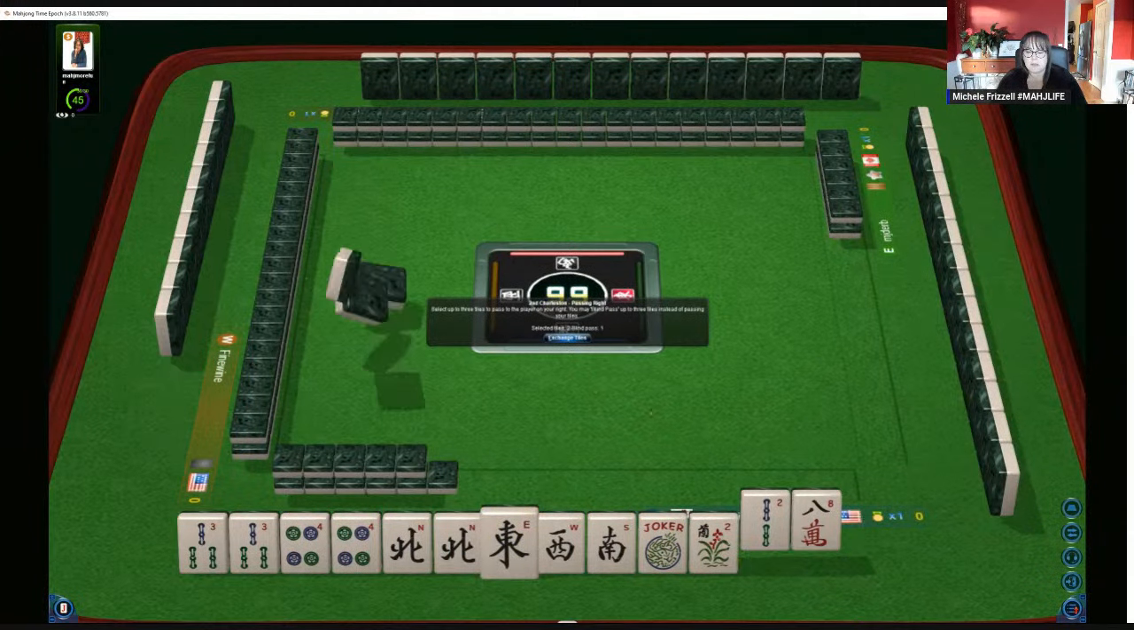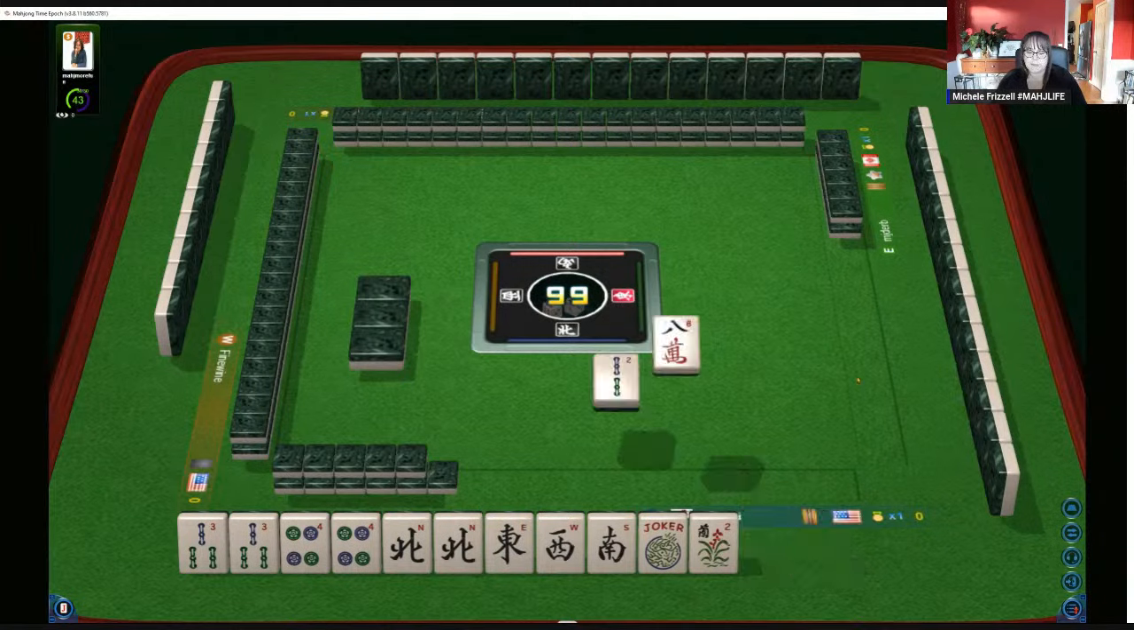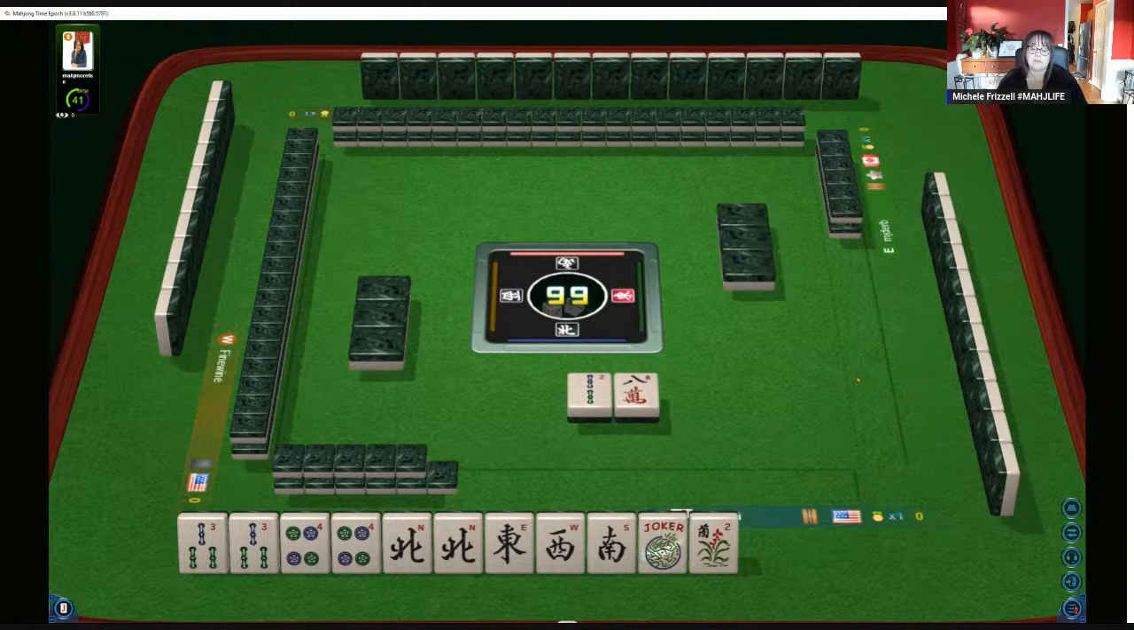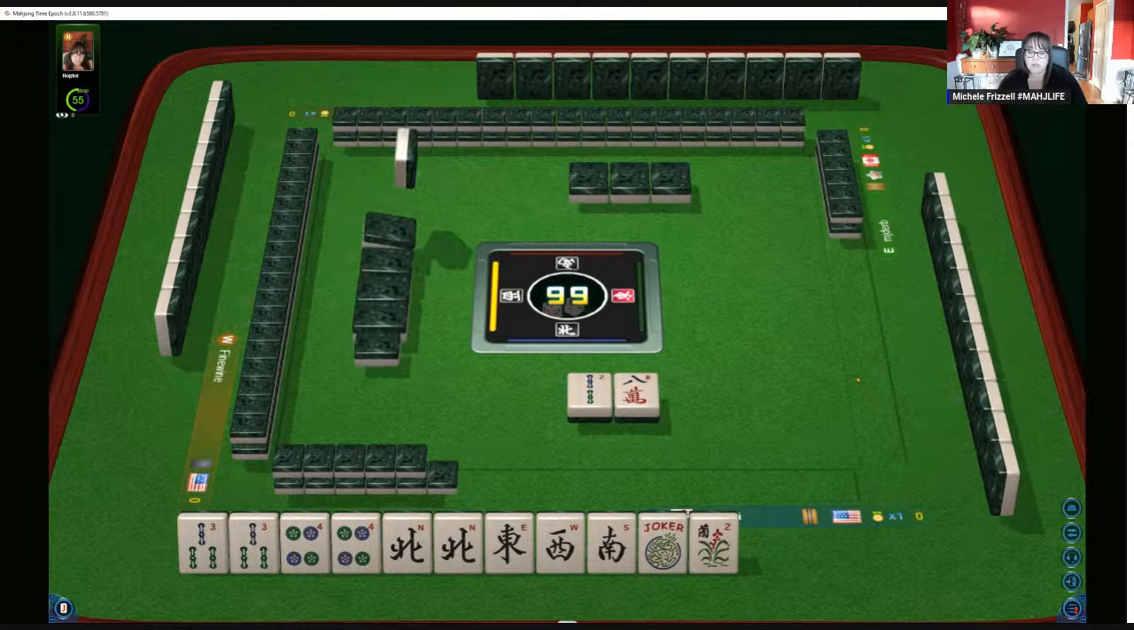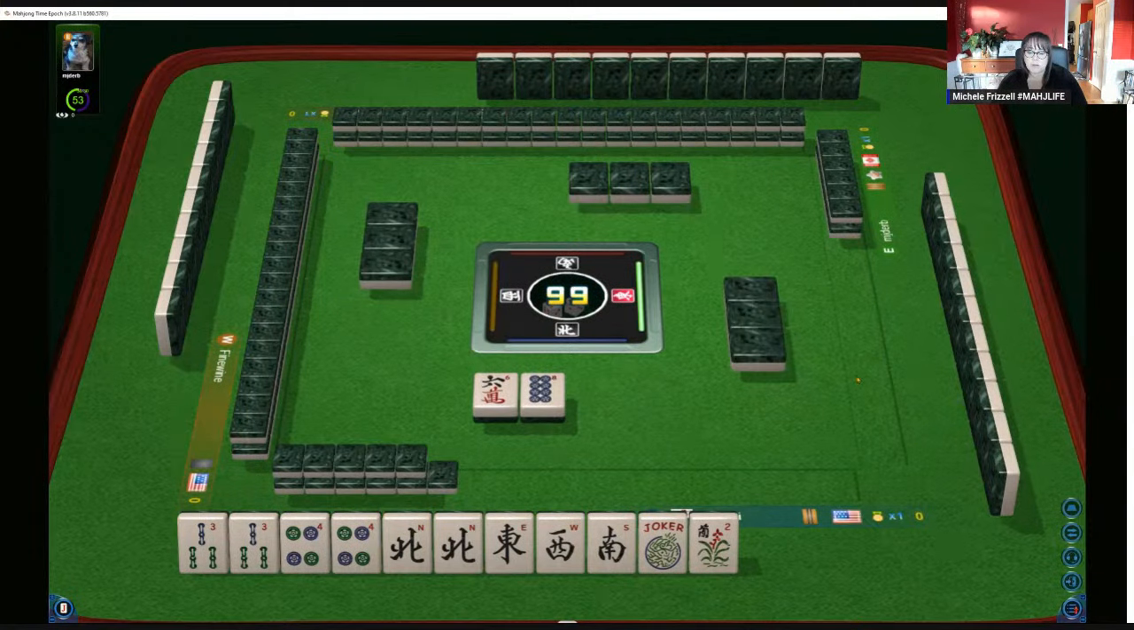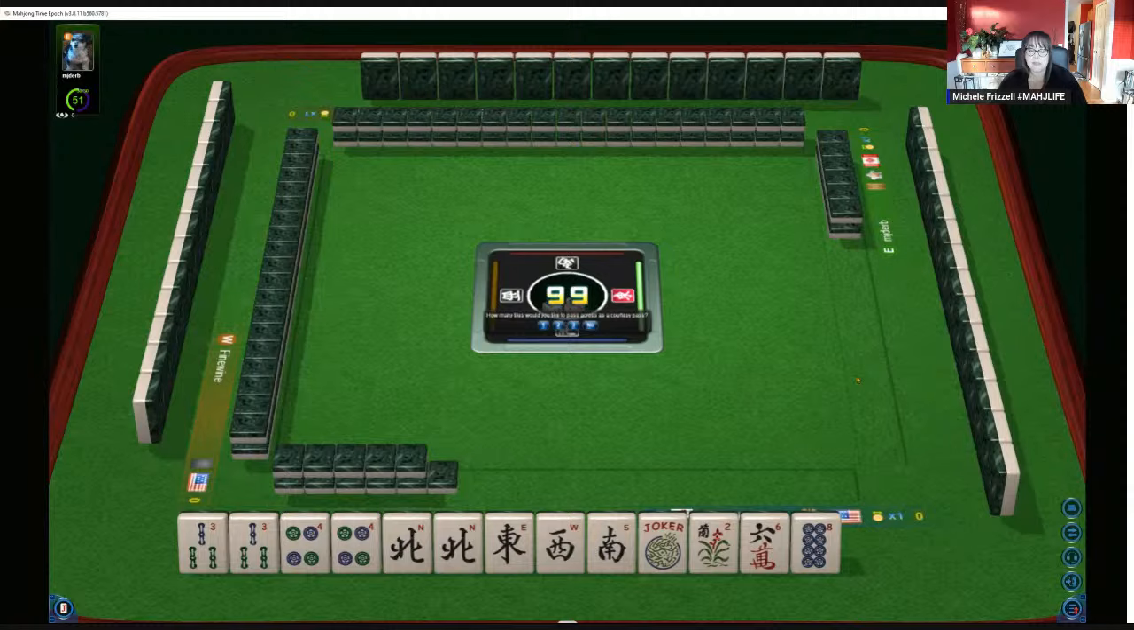Let's see here. I would not pass a flower. We're playing a concealed hand, so we can't call. We have to draw our tiles from the wall, and passing a flower is very risky. So I would say that we're a front runner on this one with three discards, but I would not pass a flower because we have to pick our tiles from the wall. So I would pass only two.